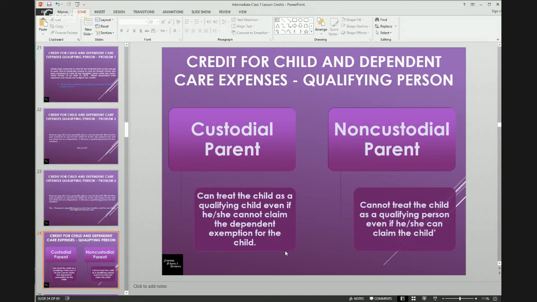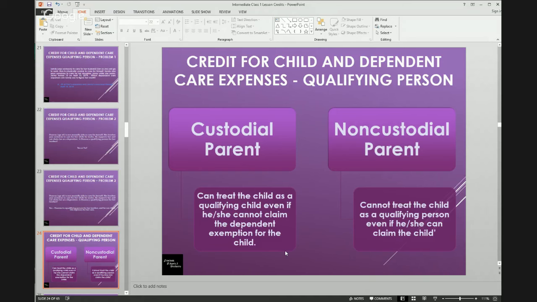In the event that you have a child who is not in a joint household where both parents are present, the custodial parent can treat the child as a qualifying child for the purposes of child and dependent care expense benefits. And the non-custodial parent cannot treat the child as a qualifying child, even if that child is on their return as a dependent. So if you think about it this way, the custodial parent is the parent that actually has the child living under their custody. And in order for them to work, they would need to have someone provide the care so that they can work.